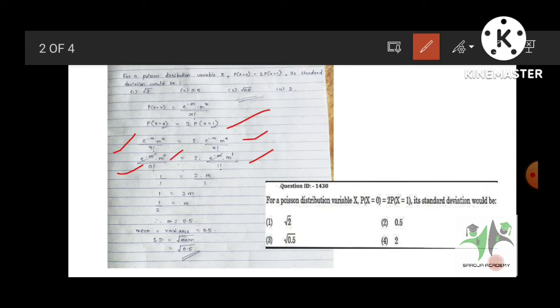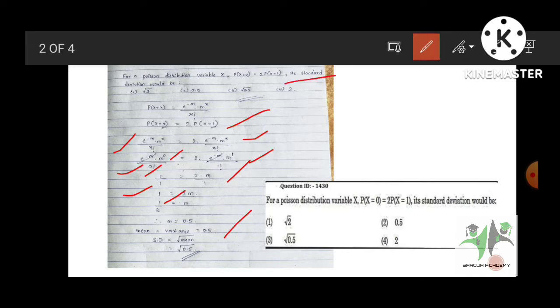तो m raised to 0 is 1, 0 factorial is 1, तो 1 upon 1 बचा. यहाँ पे क्या है, 2 into m raised to 1, मतलब m upon 1 factorial is 1. तो क्या बचा मेरे पास, 1 equals to 2m. सो यहाँ पे जो 2 है इस तरफ आ जाएगा, तो इंटू है यहाँ पे डिवाइड होगा, 1/2 equals to m, therefore m equals to 0.5. सो मीन इज equals to वेरियंस 0.5.